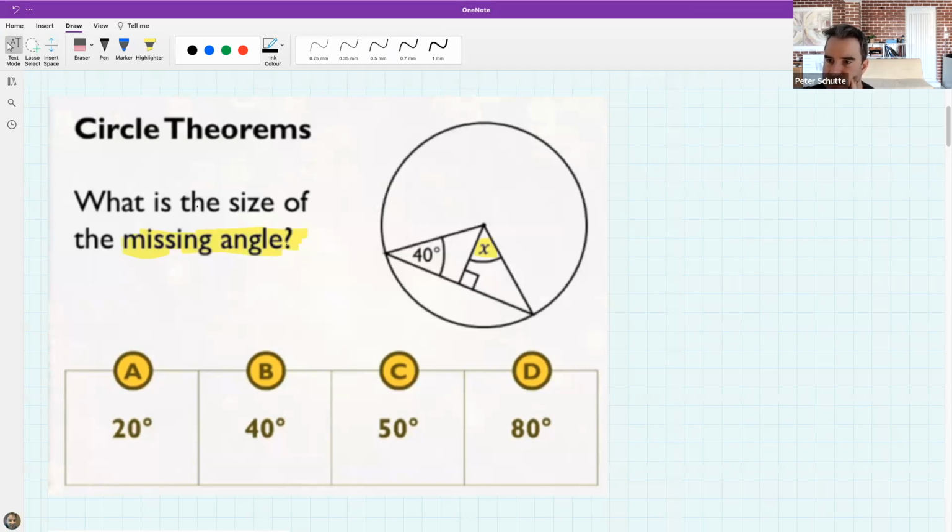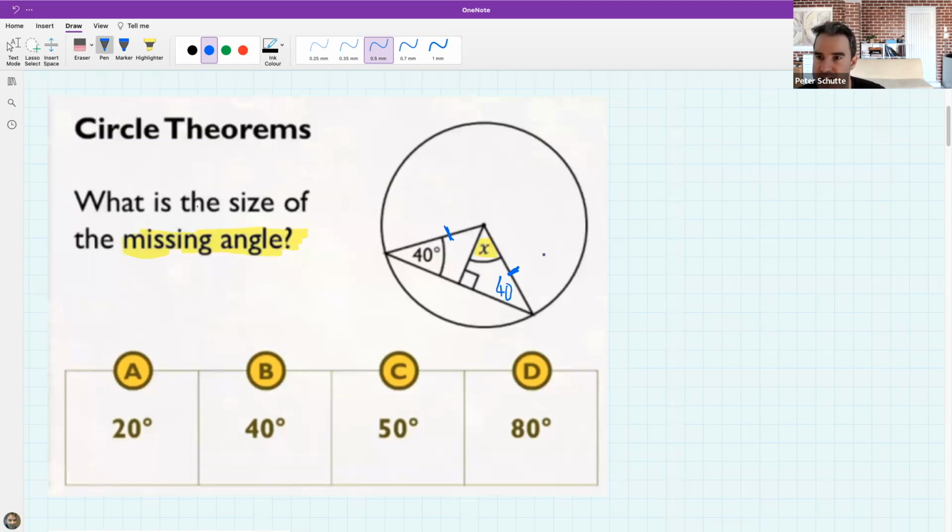Let's go to Letty. Letty, what did you think? How did you get there? I think that the 40 angle is also equal to the other side, which is 40. So okay, perfect. Name it. Before you go, minus 40, then we get X.